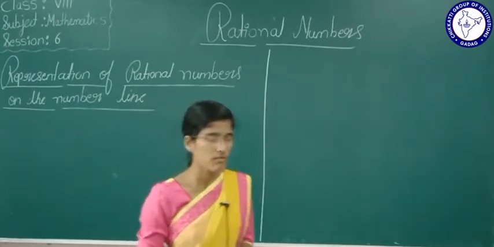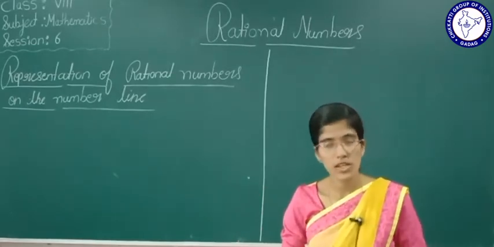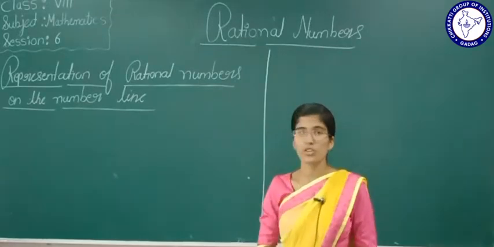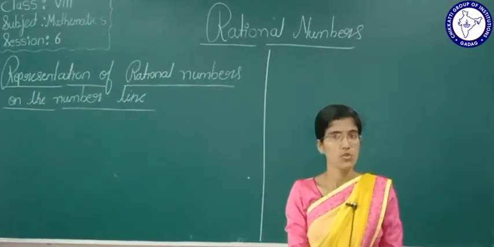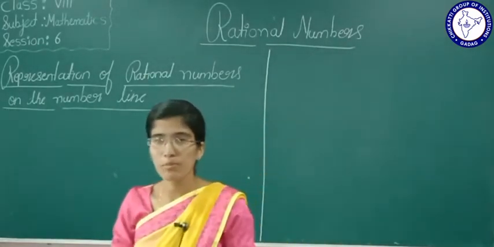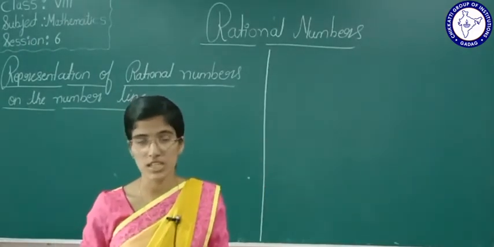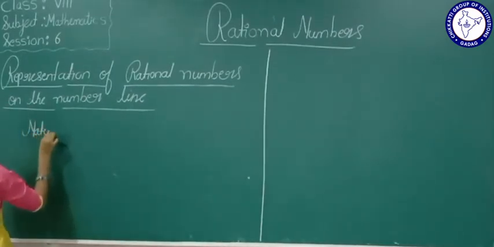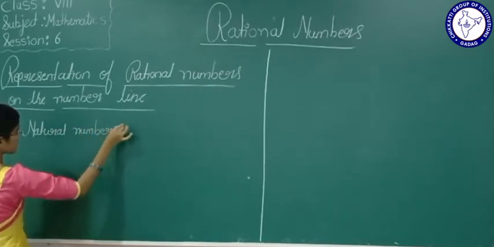Okay, we are very thorough with what is a rational number. Yes or no? In today's class, we are going to see representation of rational numbers on the number line. We can represent rational numbers also on the number line. We are very familiar with how to represent natural numbers, whole numbers, and integers on the number line. Yes or no? We knew how to represent natural numbers on the number line.